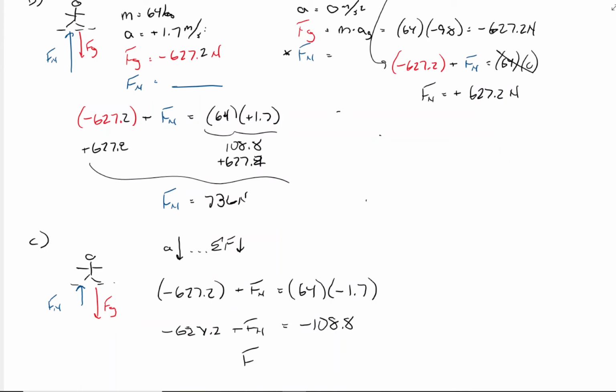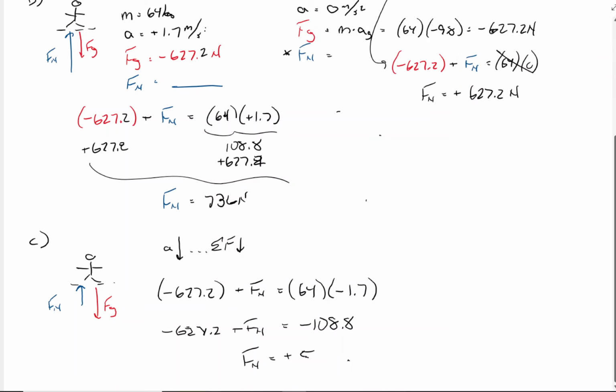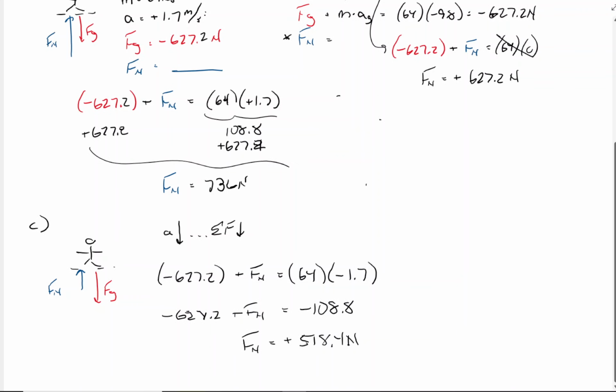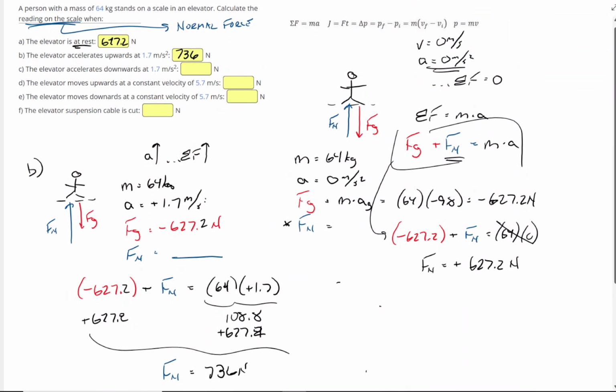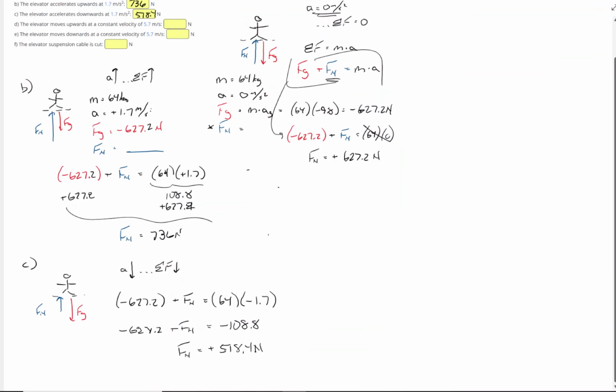And so when I add 627 to that, I should get a smaller value than 627. So if I have 627.2, and really I'm subtracting 108.8, I end up with 518.4 newtons, upward. It's still an upward one. I get a positive value, but it's smaller than the gravitational force, which makes sense. I would feel lighter, 518.4. So here we see the changing normal force, what the scale would read due to these different accelerations.